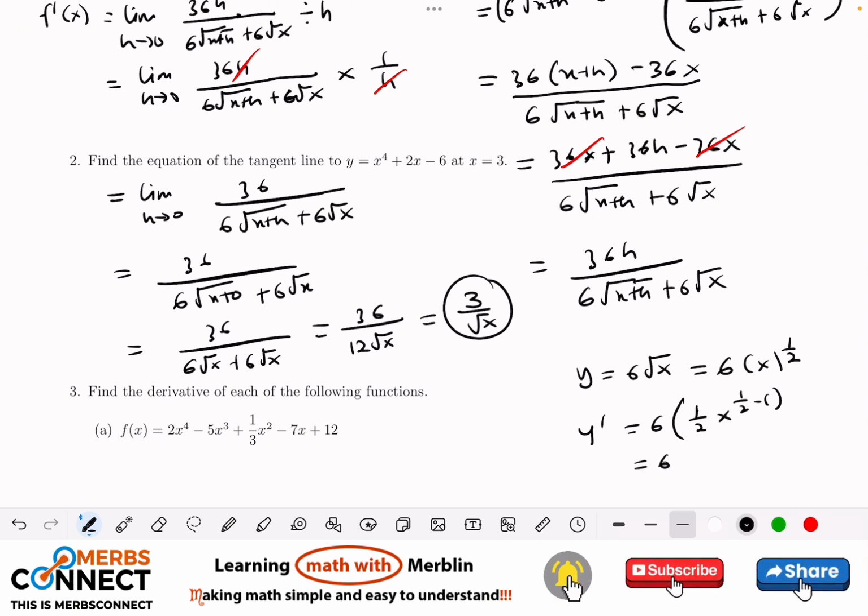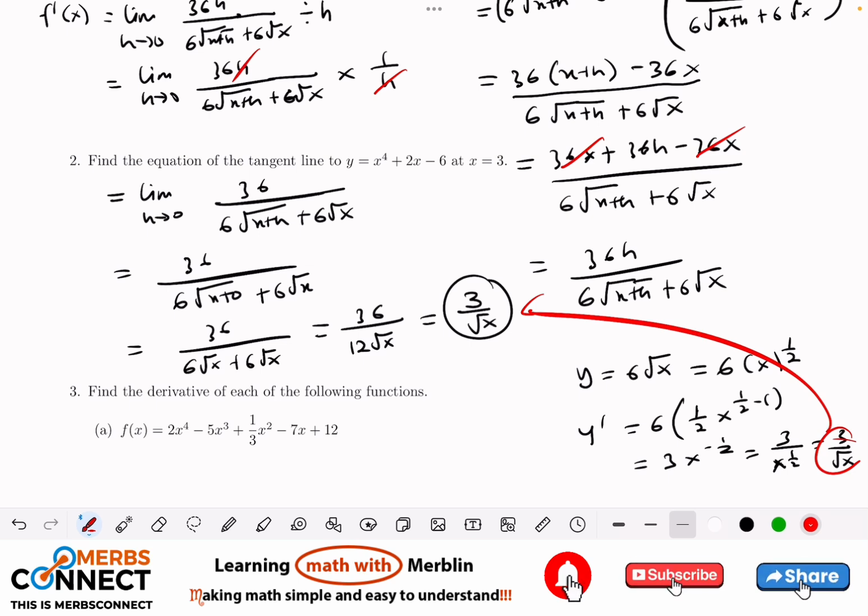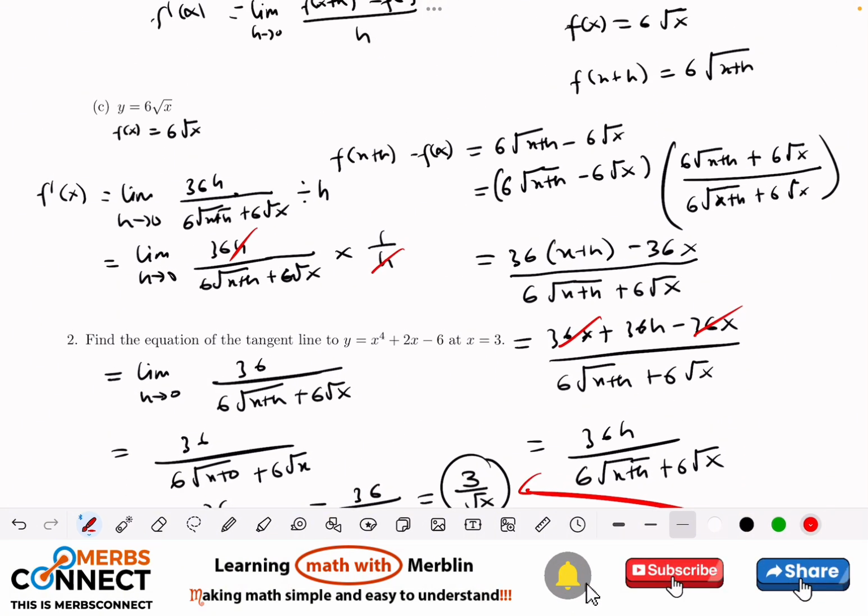So 6 times half will be 3. Then half minus 1 is minus half. And this is the same as 3 divided by x to the power 1 half, which is the same as 3 over root of x, which is also the same as what we've got in here. So after we are done with the limit definition, we can also use this one to solve this question as well. Right. I hope you got it.